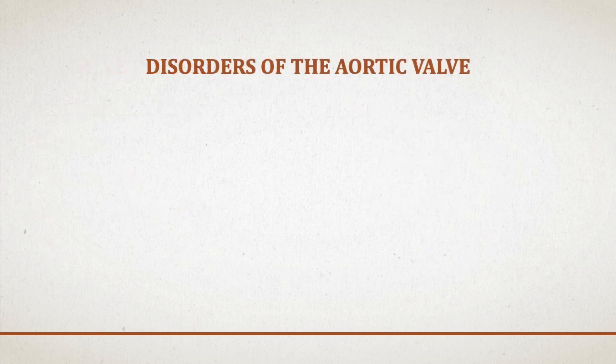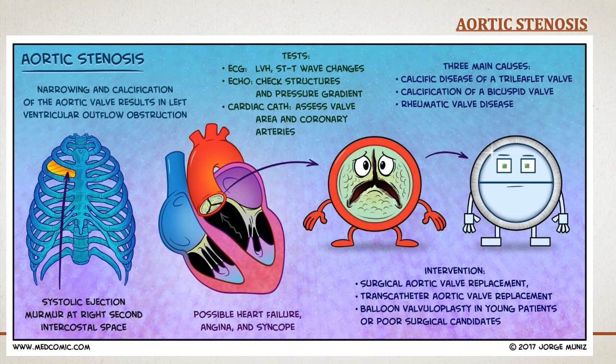So first, we're going to start with disorders of the aortic valve. So let's begin with aortic stenosis. And stenosis is narrowing and calcification, and this occurs in the aortic valve. The valves can become stiff and rigid. It can be hard for them to open and close. That's where you get that stenosis from.